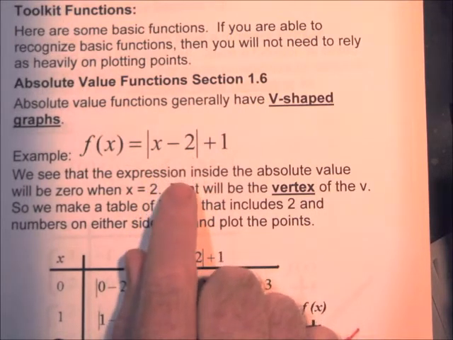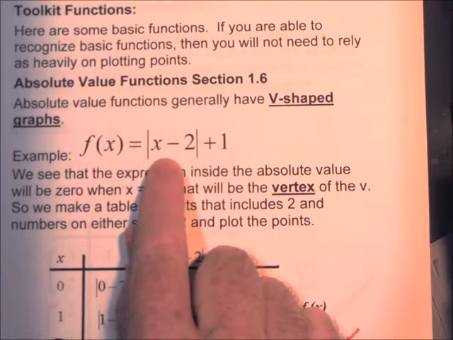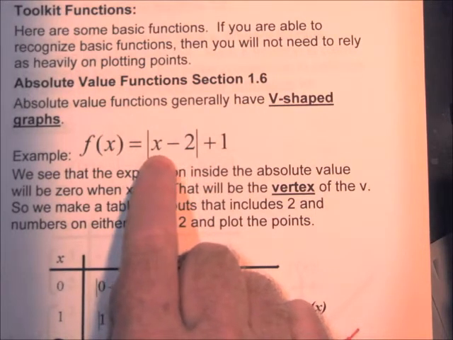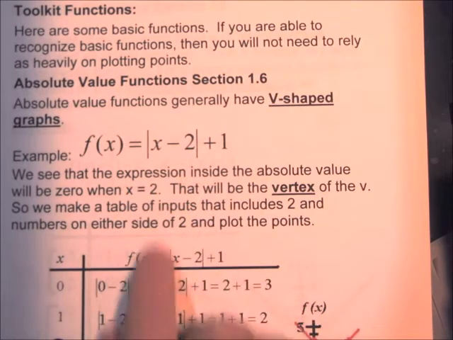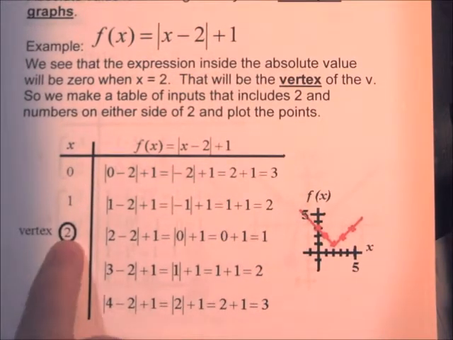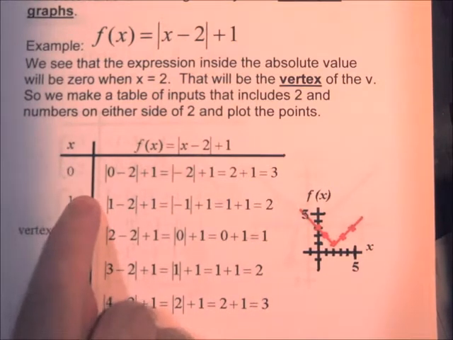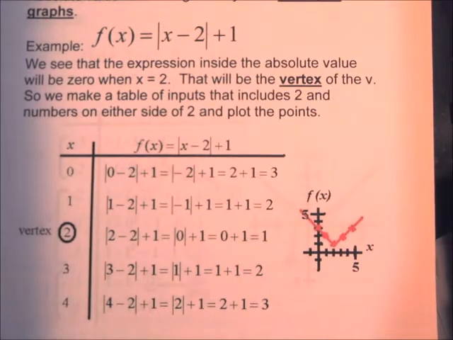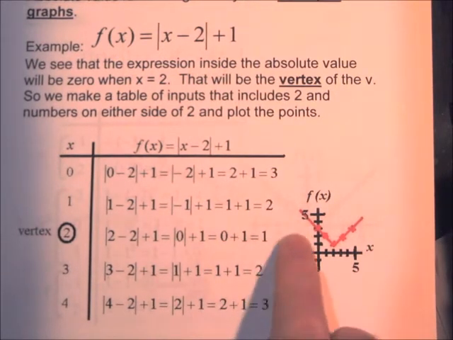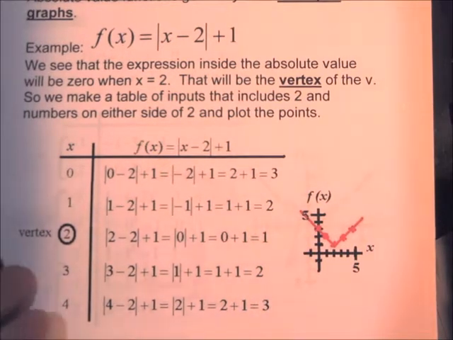You can plot points, but in order to get the full V, it's going to be helpful to include x equals 2 as well as some numbers less than 2 and some numbers more than 2. So we make a table of values. Here's our vertex, and I put 0 and 1 as inputs less than 2, and 3 and 4 as numbers more than 2, and then plug into the formula and plot the points. Okay, and so you end up with a V-shaped graph.